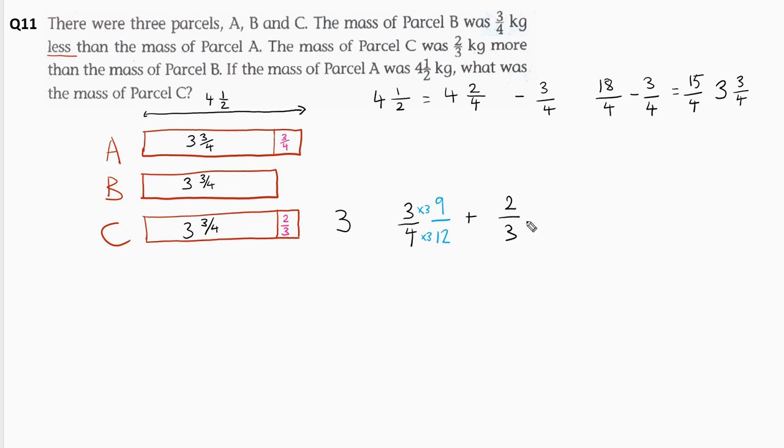And then we're going to do the same over here. I want to have, again, 12ths. How do I get from 3 to 12? Well, I multiply by 4. So multiply by 4, and then 2 times 4 is going to give us 8. So we have 9/12 plus 8/12, and that is going to give us 17/12.